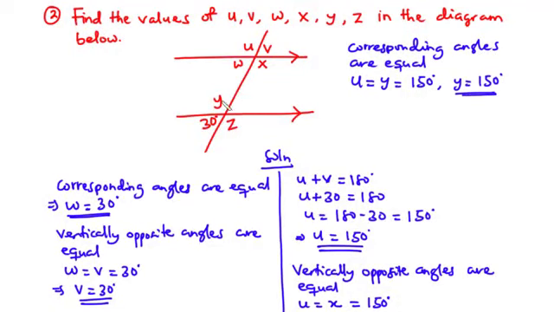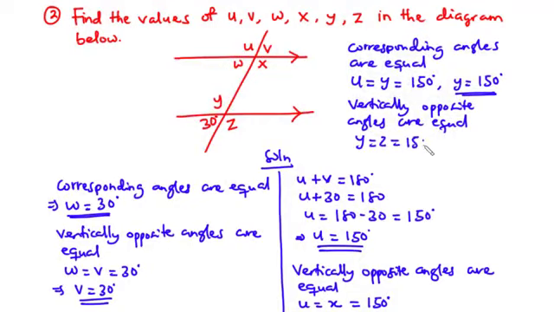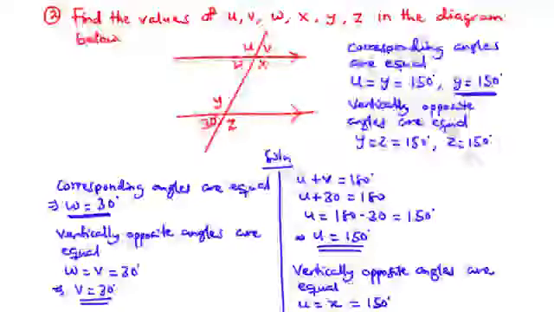Now, Y and then Z are vertically opposite angles, and then we know that they are equal. So, vertically opposite angles are equal. Therefore, Y is equal to Z is equal to 150 degrees. The value of Z is 150 degrees.